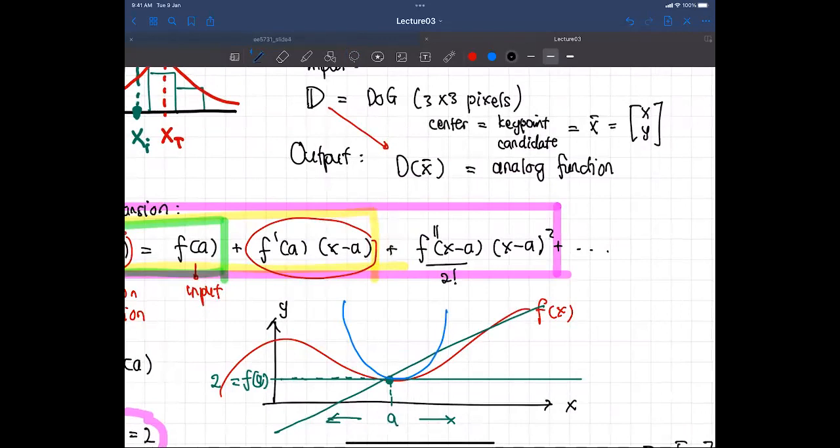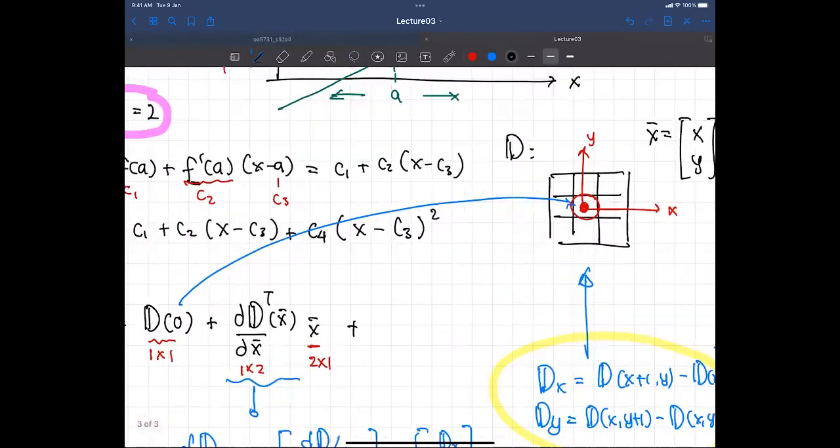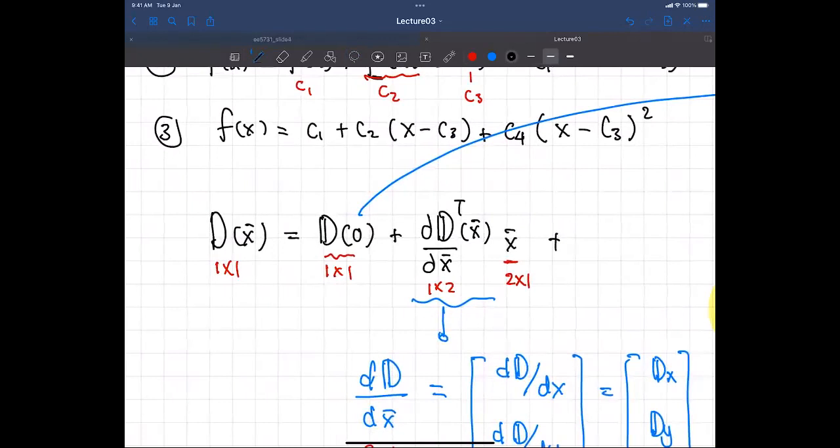But now for this one, x there is actually a scalar, 1 by 1. So 1 by 1, you square it, that's okay, right? But now your x is actually x bar. It's not just x, but now x bar. It's a vector, 2 by 1.